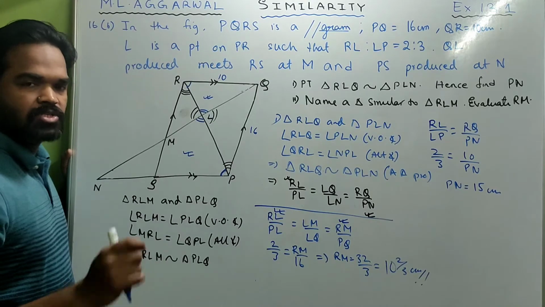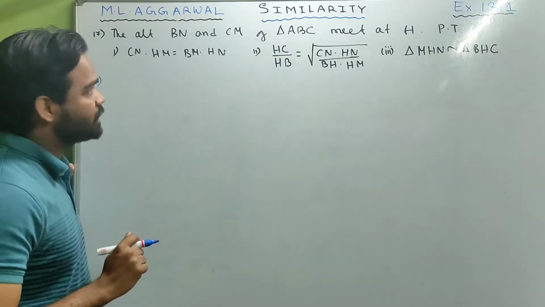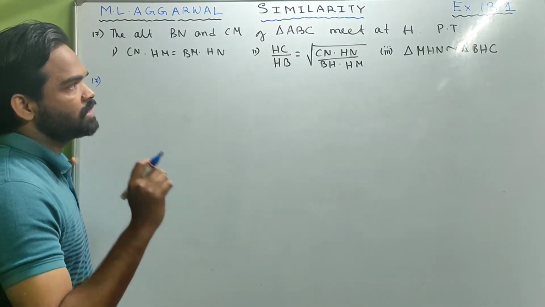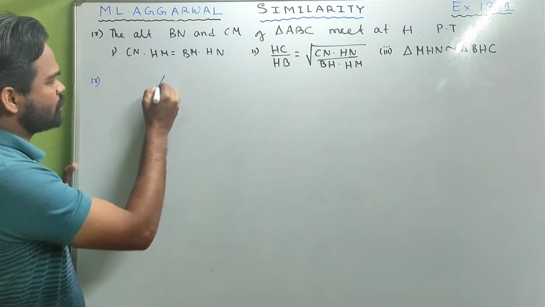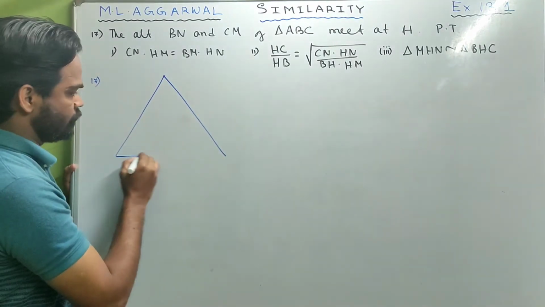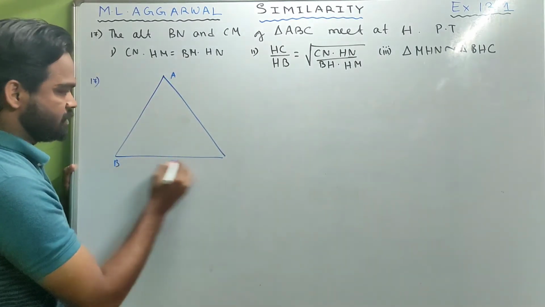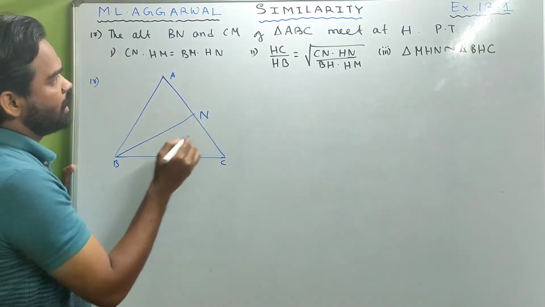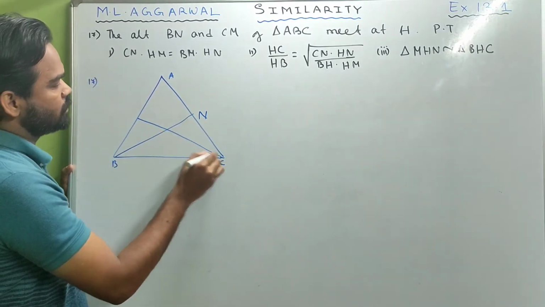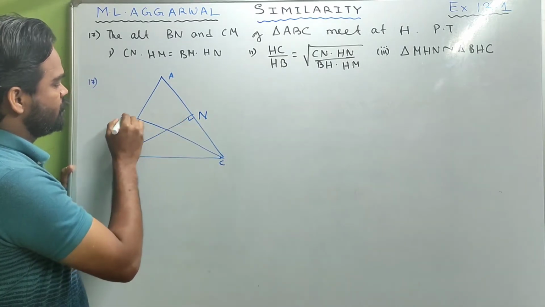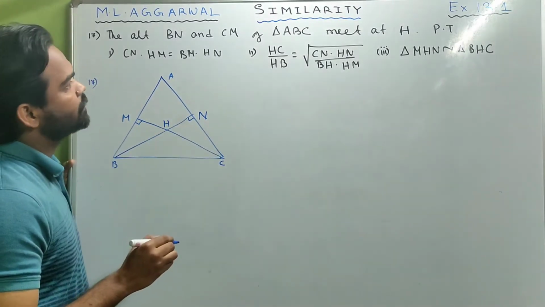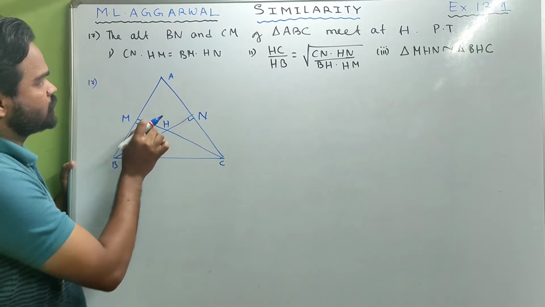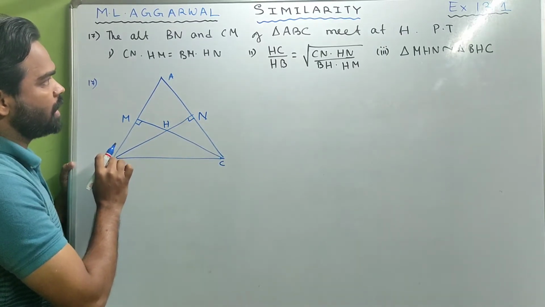Okay. Let us try the next sum now. Now look at sum number 17. The altitudes BN and CM of triangle ABC meet at H. Prove that. Let's draw the diagram first of all, then I'll see what we need to prove. A, B, C. The altitudes BN and CM meet at H. Prove that CN multiplied by HM is equal to BM multiplied by HN.